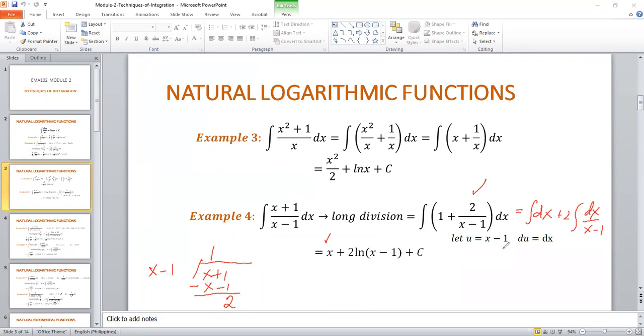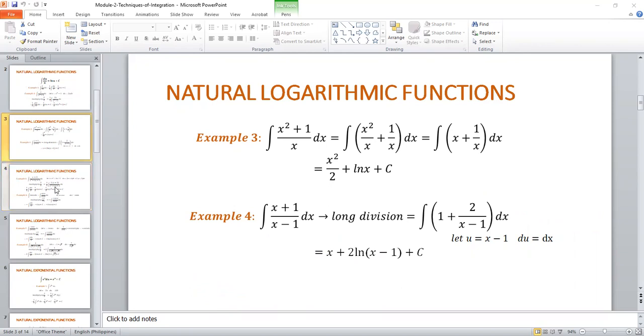If your u here is x minus 1, the du is just dx. So it's in here already. If you get the integral of this, it's x. If you get the integral of this, that's ln of the quantity x minus 1. You have a constant 2 in here, so that should be multiplied, but that's a constant. Do you follow? So our examples, from example 1 to 4 here, yielded a natural logarithmic function because of the du over u. Now we proceed with more examples here.